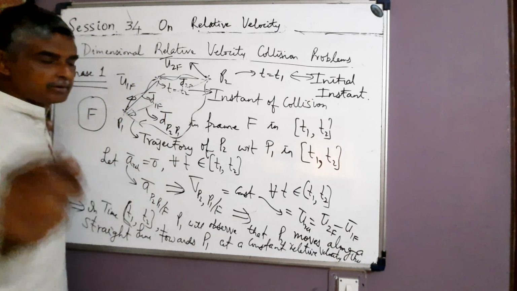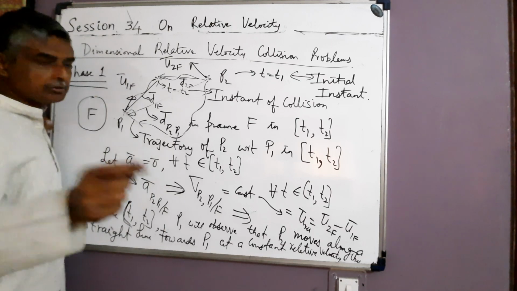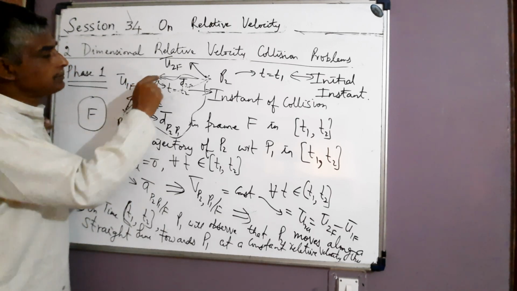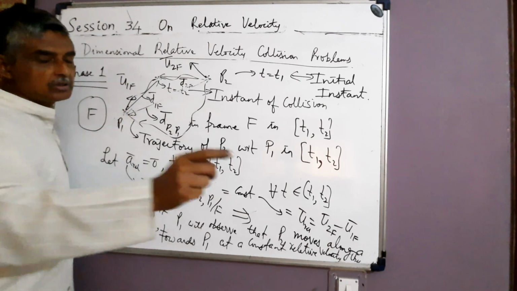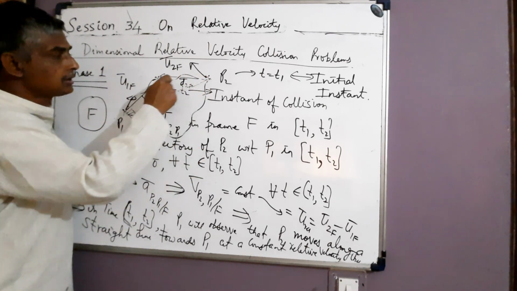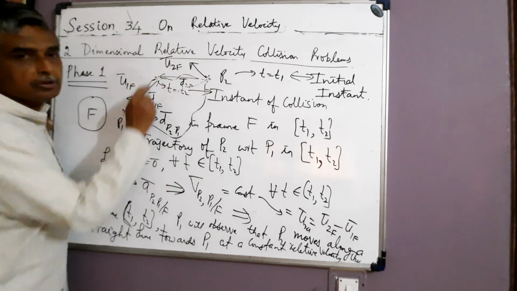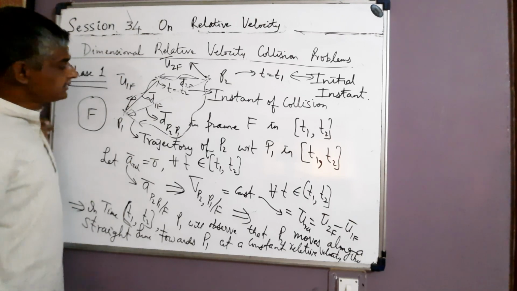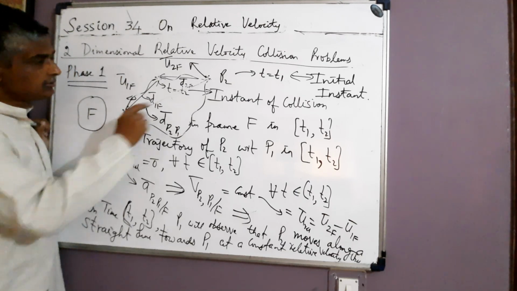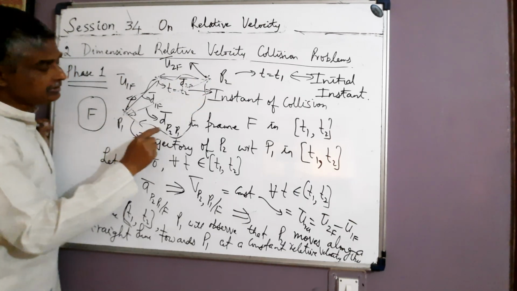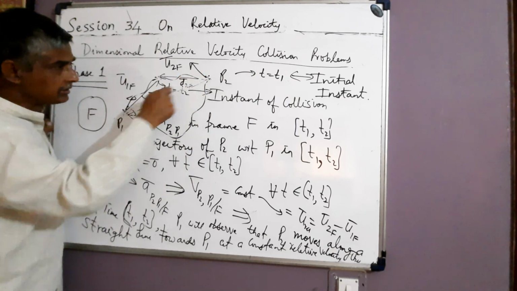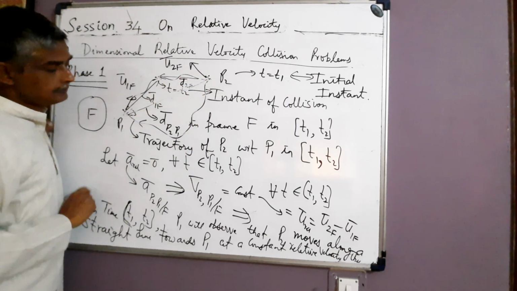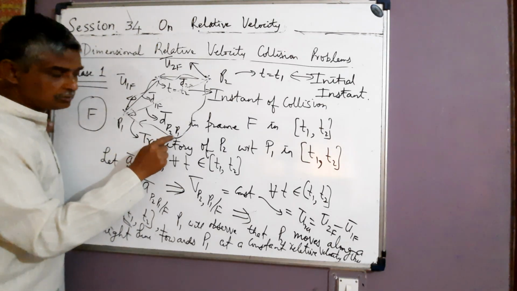So as seen from frame f, in the time interval t1 to t2, p1 will move along this arbitrary path and come here. Similarly, as seen from frame f, in the time interval t1 to t2, p2 will move along this curve and come here and then collide at t equal to t2. Then I said displacement of p2 with respect to p1 in frame f in time t1 to t2 is simply the shortest straight line vector from p2 to p1. That is the relative displacement of p2 with respect to p1.